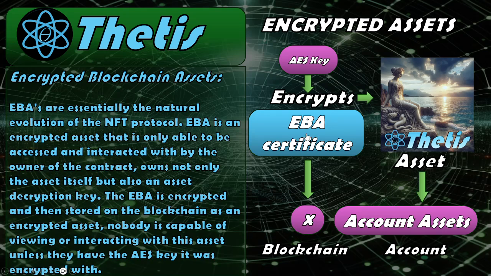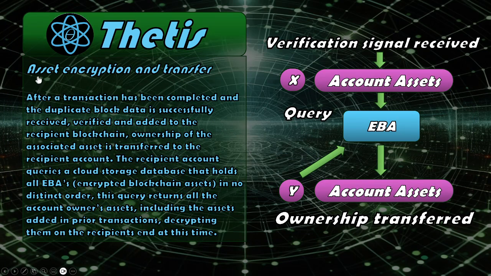If I send it to somebody, that'll be the next part here. Asset encryption and transfer. So again, we went over the hybrid encryption that makes this possible. But after a transaction has been completed and the duplicate block data is successfully received, verified, and added to the recipient blockchain, ownership of the associated asset is transferred to the recipient account. The recipient account queries a cloud storage database that holds all the EBAs, encrypted blockchain assets, in no distinct order. This query returns all the account owner's assets, including the assets added in prior transactions, decrypting them on the recipient's end at this time.